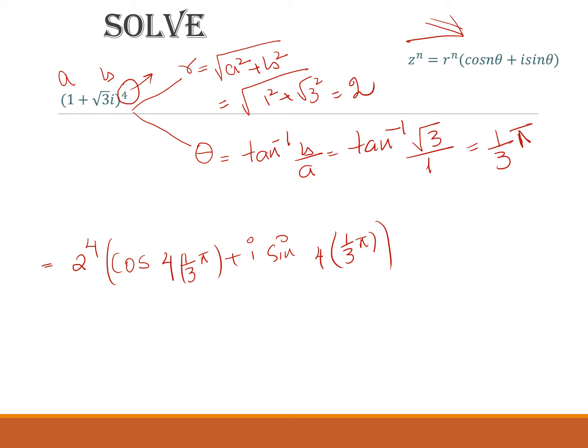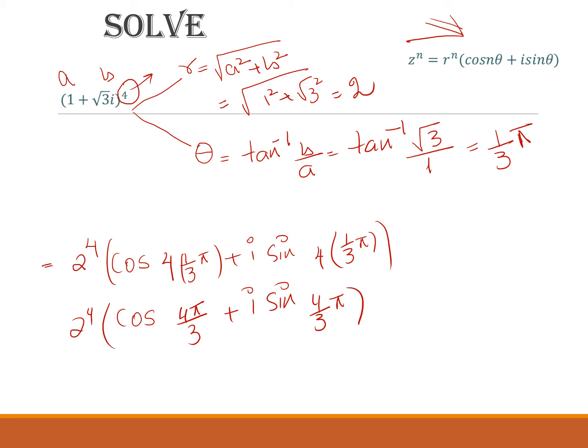Now solve it. 2 to the power 4, and now you will get cos of 4π/3. As I told you, first of all solve the angle. Before writing it into the calculator directly, it is better to solve the angle. Plus i sin of 4π/3. Now calculate the value in radian mode.